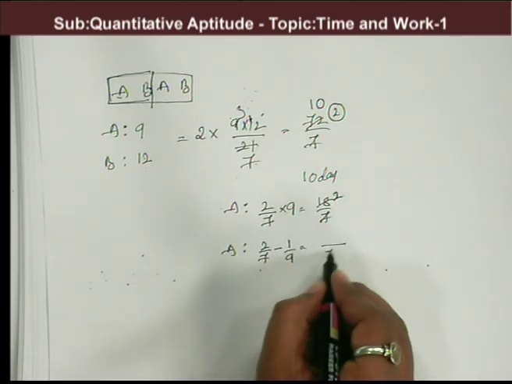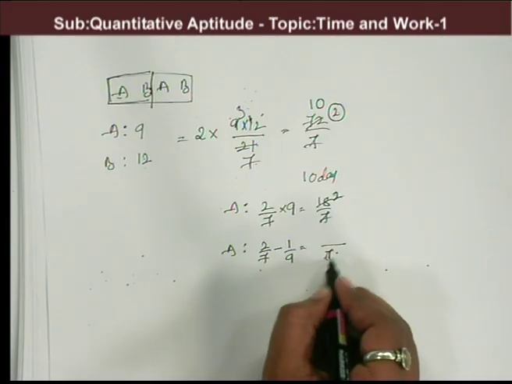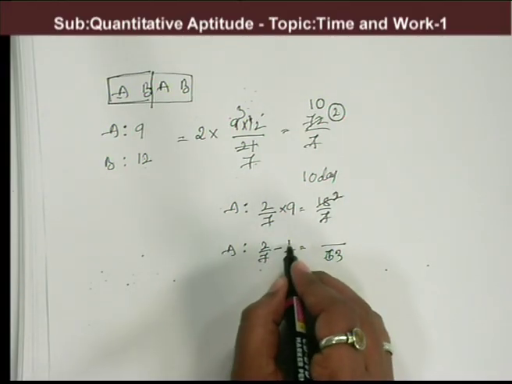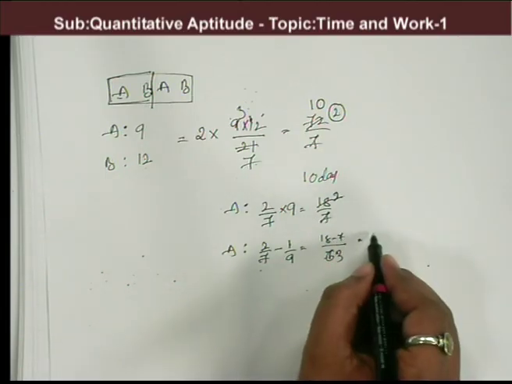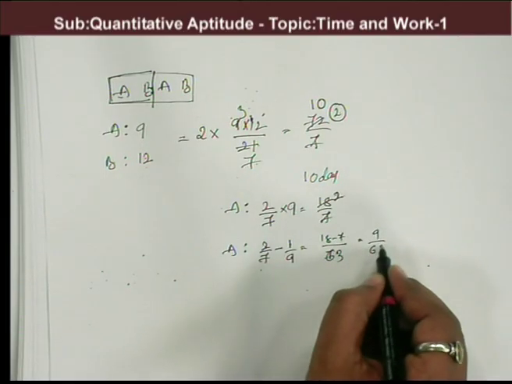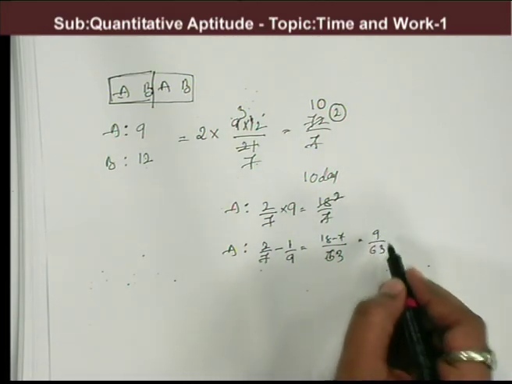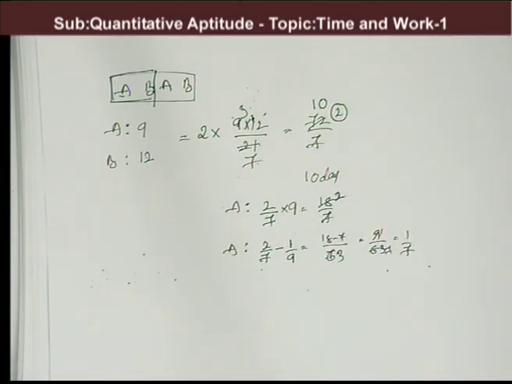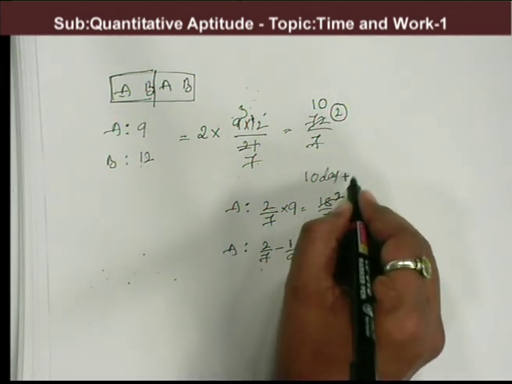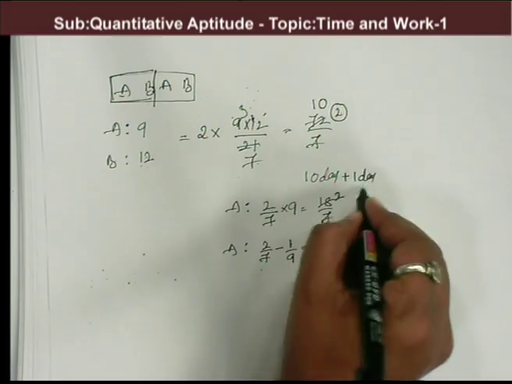9 7s are 63, that is 18 minus 7, so 9 by 63 of work remains. 9 by 63 means 9 7s, so 1 by 7 of work remains. This 1 by 7 of work is done by B, that is 12. So, 1 day of work remains. Right. Move on to the next question.